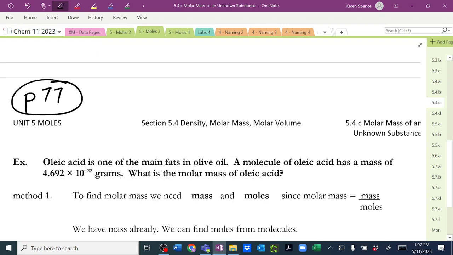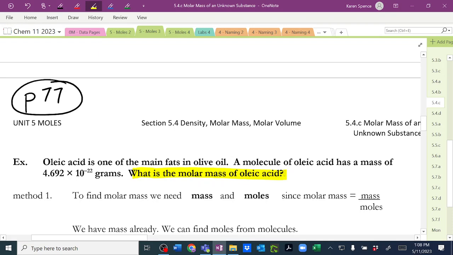So we have oleic acid, which is one of the main fats in olive oil. A molecule of oleic acid has a mass of 4.692 times 10 to the negative 22 grams. What is the molar mass of the oleic acid? Now, normally, when you want to find a molar mass, what have you been doing up till yesterday? You've been looking on the periodic table. Will you find anything about oleic acid on the periodic table? There is no such thing on the periodic table.